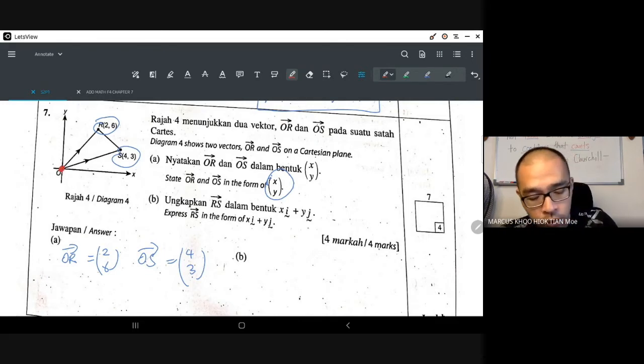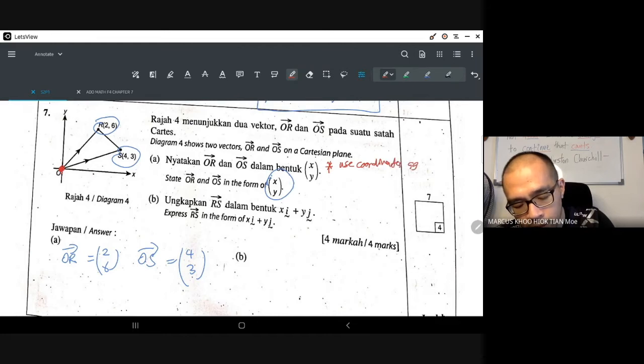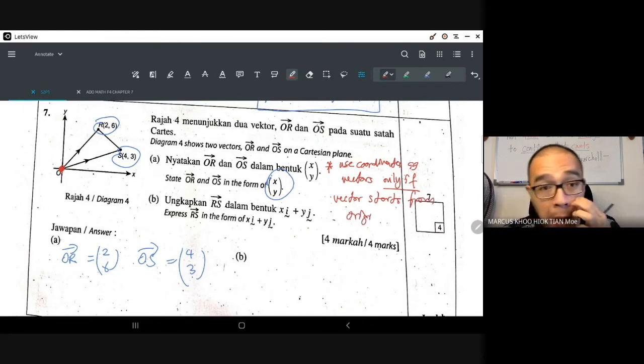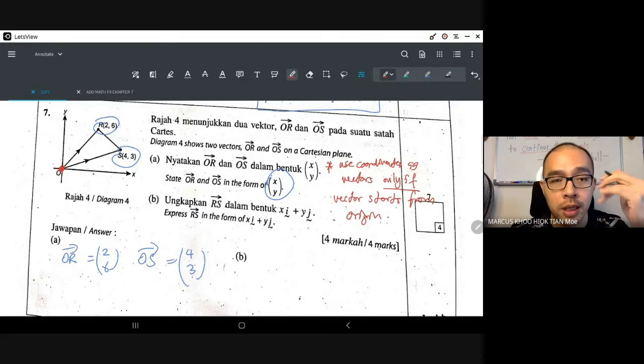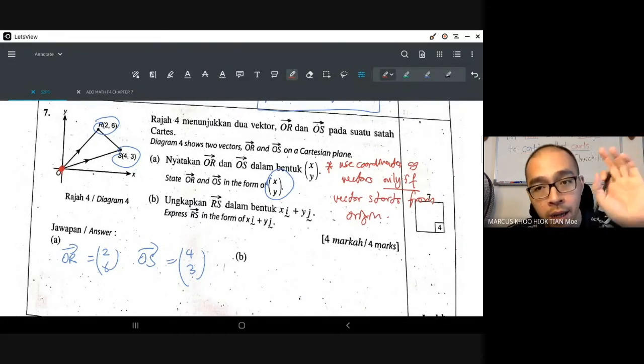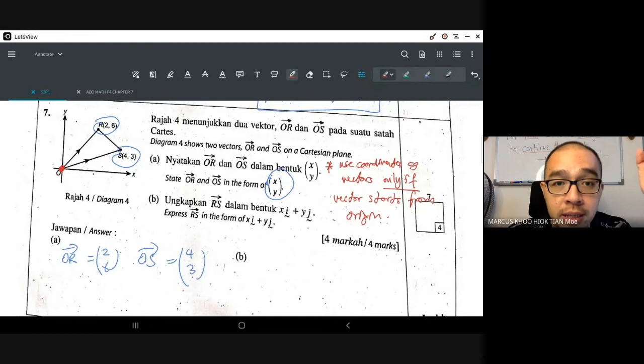So you might want to make a note: use coordinates as vectors only if the vector starts from the origin. Okay, O to R. So if it goes from the origin to R and the R coordinate is 2, 6, so the vector is 2i plus 6j.